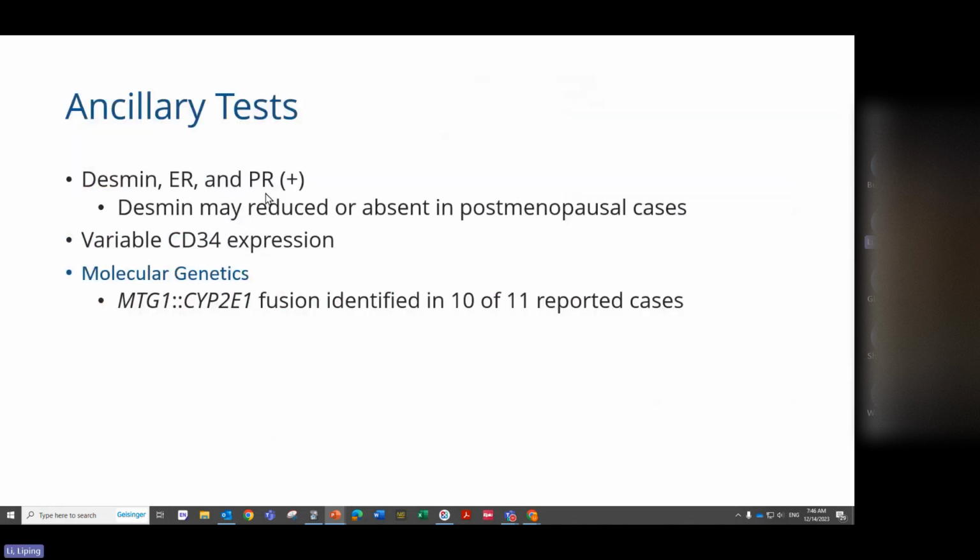The immunostaining is really similar to deep angiomyxoma. That means ER/PR positive, variable CD34, and also this fusion, MTG1-CYP2E1, identified in 10 out of 11. So maybe this one is really characteristic, but for practical purposes, I don't think we have this fusion.